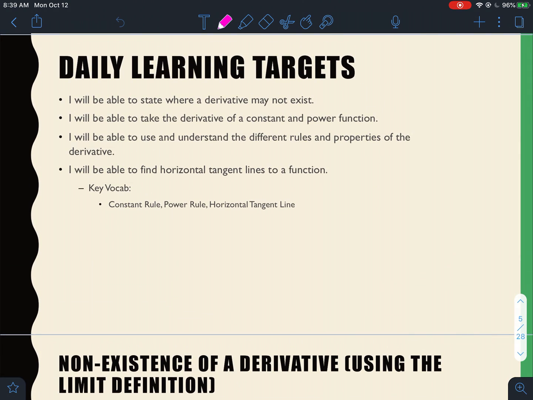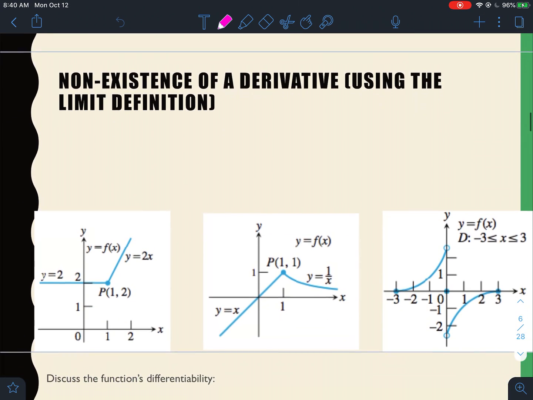So today we're going to talk about derivatives on graphs and what may cause a derivative not to exist on a graph or on a function. We will be able to use the power rule to take the derivative of a constant and power function or polynomial function. We will be able to use and understand the different rules and properties of using the power function with derivatives. And then we're going to talk about horizontal tangent lines for a function.